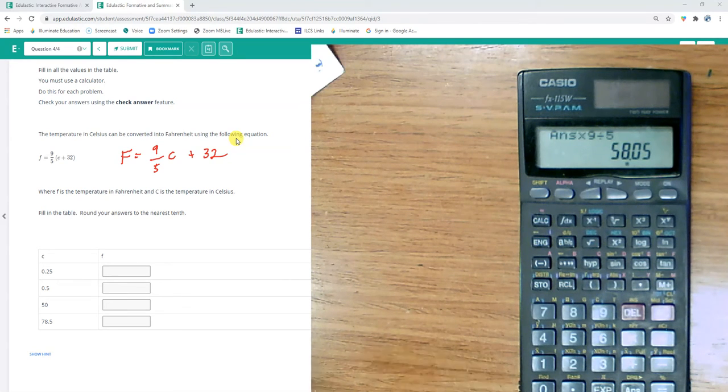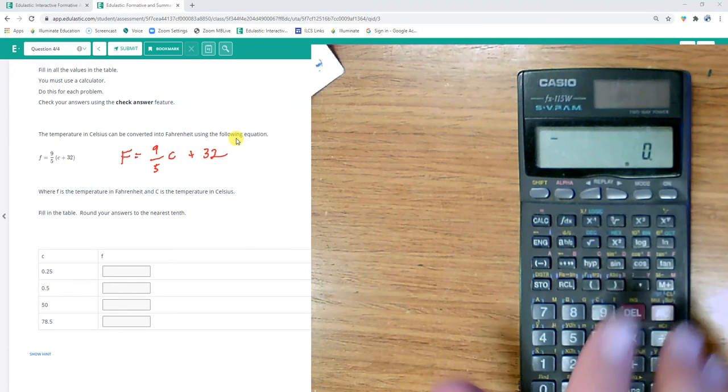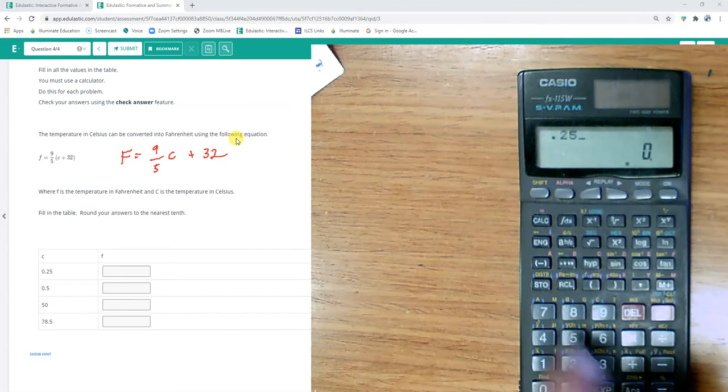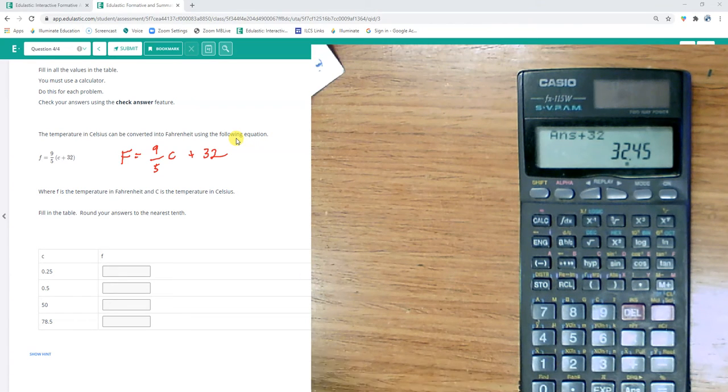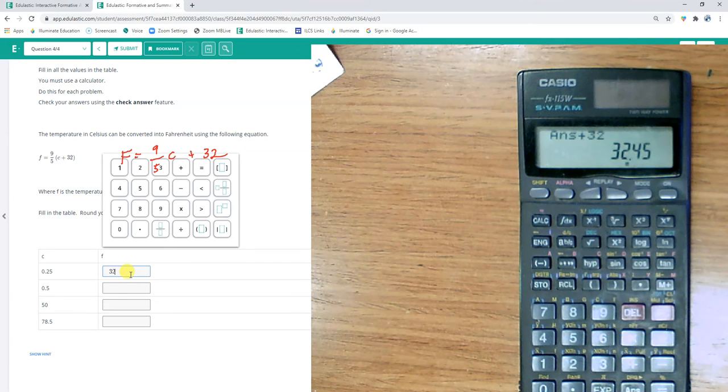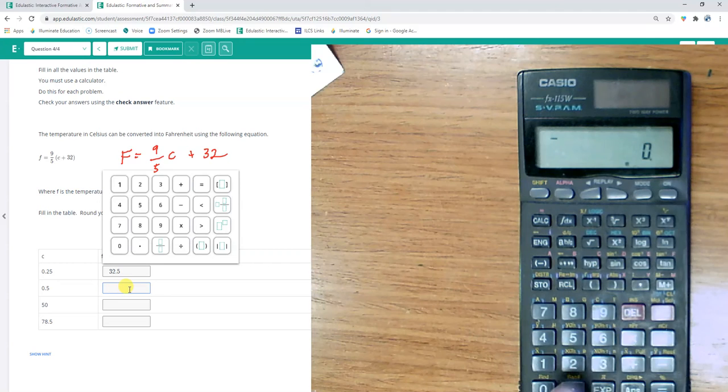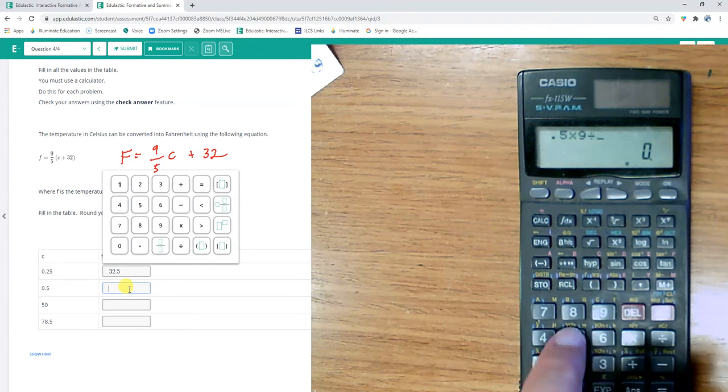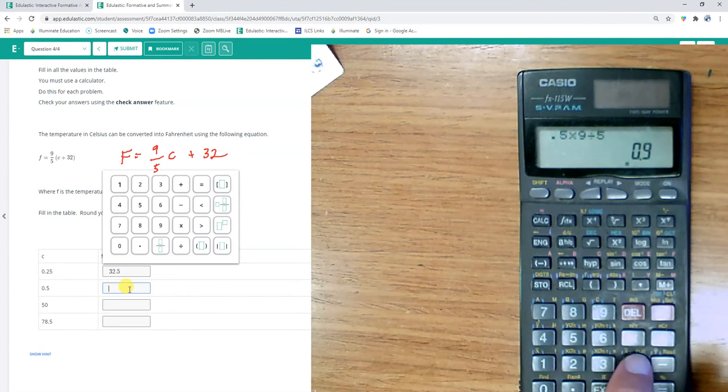Okay, so now let's try this again. I'm going to take my C, which is 0.25, times 9 divided by 5, and I'm going to add that to a 32, which gives me 32.45, which is 32.5, and that matches up. Good. Next one's a 0.5, so I'm going to do a 0.5 times a 9 divided by a 5 plus 32 gives me a 32.9.